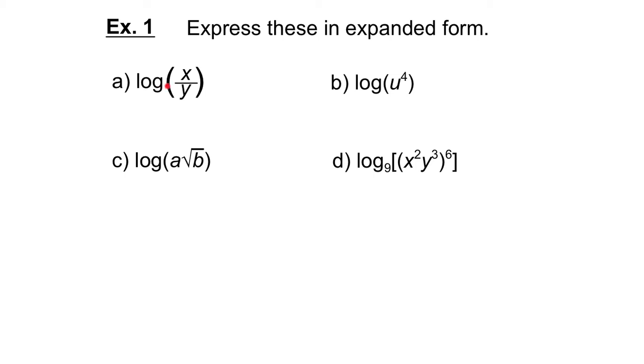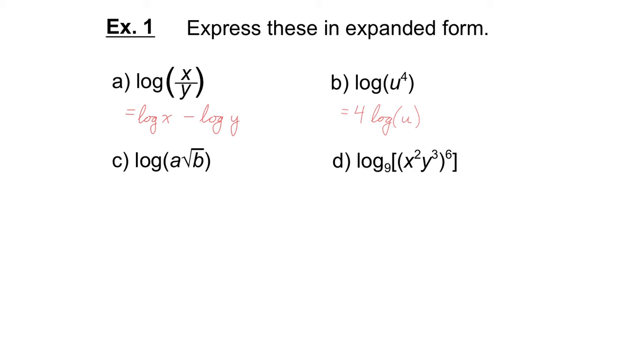So this first one, I am taking a log of a division. My rule was I take the log of each part, but I'm subtracting them. So this ends up being log of x minus log of y. That was using one of those basic properties. Here's another one, log of u to the exponent 4. I can use that exponent rule of logarithms, and this ends up being 4 log u.